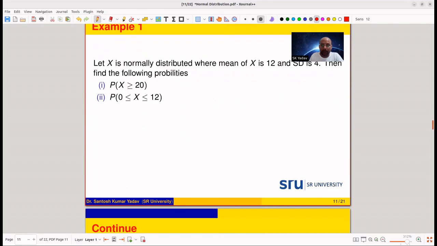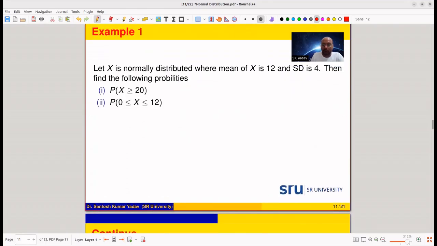So example 1 I have taken to illustrate the process of solving a normal probability problem. Here, x is normally distributed where the mean of x is 12 and the standard deviation is 4. Then find the following probabilities. You have to find p of x greater than 20, and then p of x lying from 0 to 12.